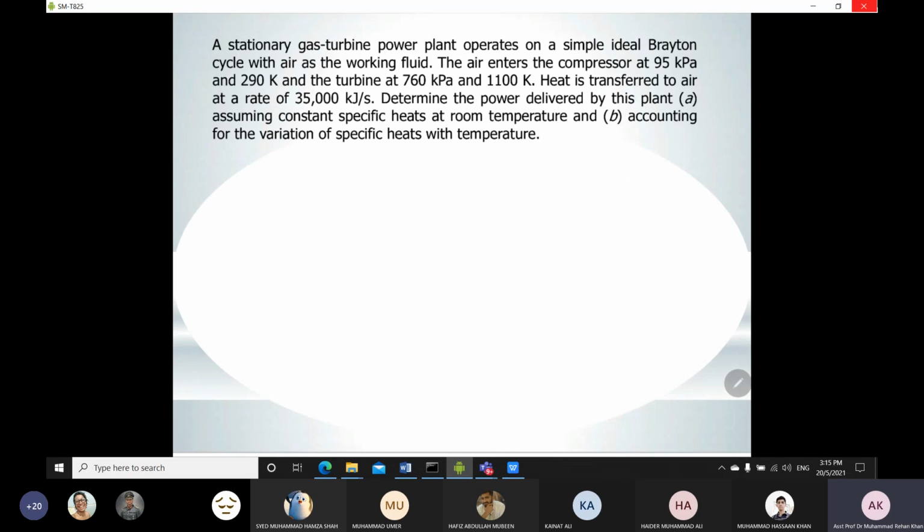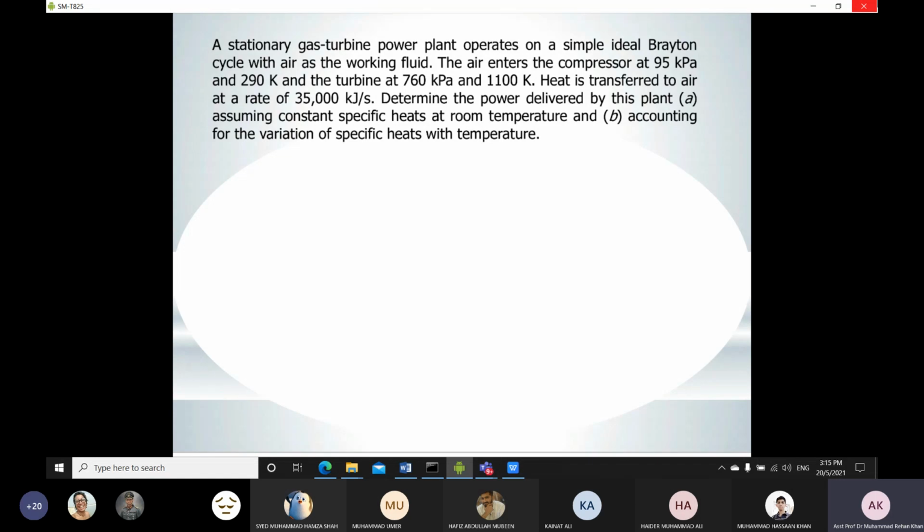This is another question, again from the simple ideal Brayton cycle, and this is question number 9-77 from your book. First you have to read the statement. A stationary gas power plant operates on a simple ideal Brayton cycle with air as the working fluid. Air enters the compressor at 95 kilopascal and 290 Kelvin. It means that P1 and T1 are known to you, and the turbine at 760 kilopascal and 1100 Kelvin.